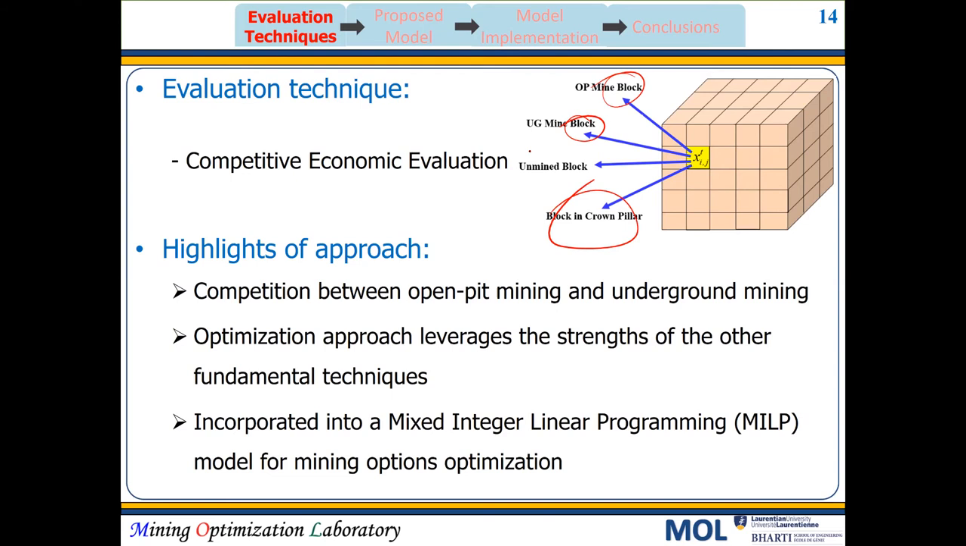And once you finish your optimization, you are then able to know which blocks belong to which of these different options. Now, the highlight of this approach is that there's a competition for every block between the open pit operation and underground mining. This approach leverages the strengths of the other fundamental techniques, so it includes discounting and also the positioning of the crown pillar. And it has been incorporated into a mixed integer linear programming model so that we could introduce some additional constraints to make sure that the mining operation is realistic and practical as well. So we're going to look into this competitive economic evaluation approach, which has been introduced into an MILP model, mixed integer linear programming model, and used for this mining options optimization study subsequently.